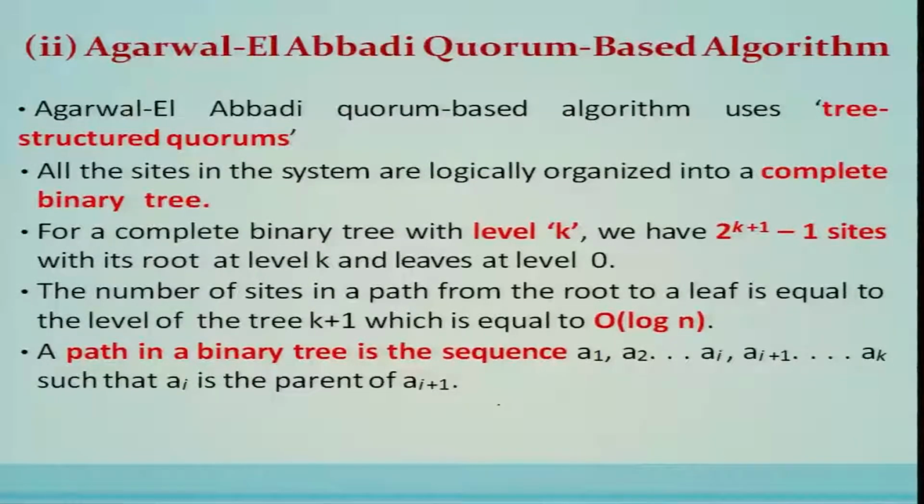The Agarwal-El Abbadi quorum-based algorithm uses tree structured quorums. All the sites in the system are logically organized into a complete binary tree. For a complete binary tree with level k, we have 2^(k+1) - 1 sites, with its root at the top level and the leaves at level 0. We can understand this by an example.